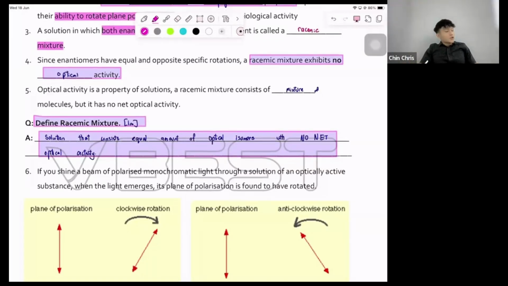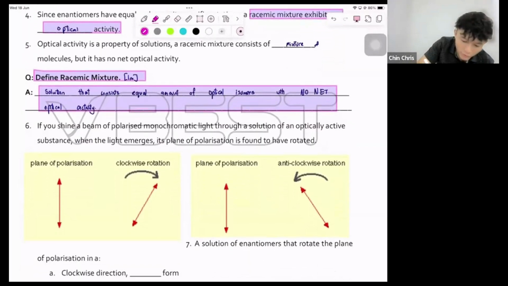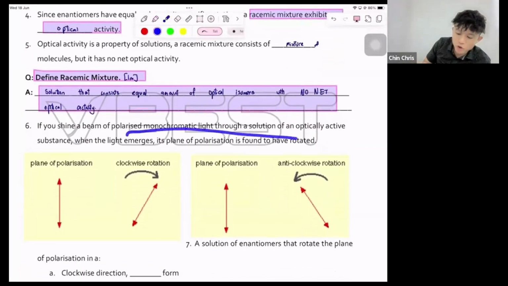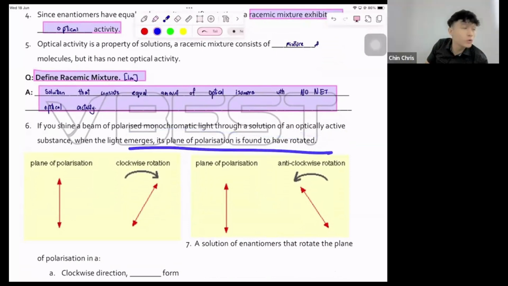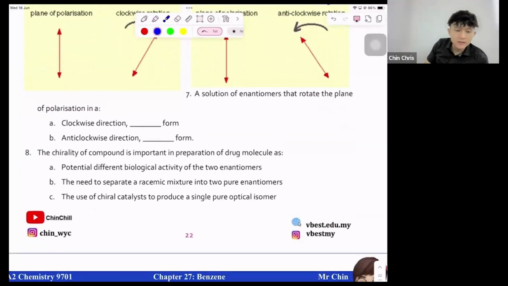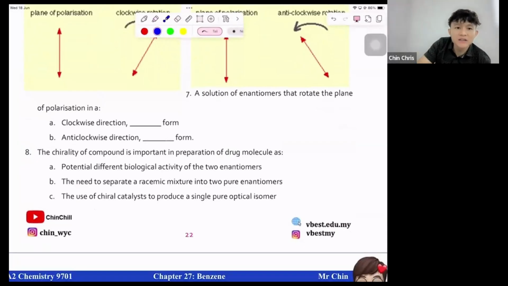Done. So guys, if you shine a beam of polarized monochromatic light through a solution of an optically active substance, the plane will be rotated. This part is not in the syllabus. If it rotates clockwise, we call it the positive form. If it rotates anti-clockwise, we call it the negative form. In A levels, you don't need to know how to name it.